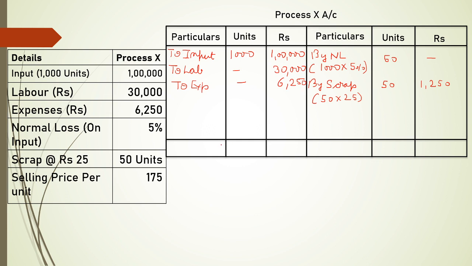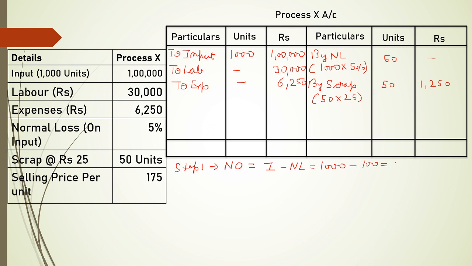Now we have to follow 3 steps to calculate cost per unit of this process. So in step number 1 we have to calculate the normal output, and the formula to calculate normal output is input minus normal loss. Here input units are 1000 and our normal loss in process X includes normal loss and scrap, 100 units.